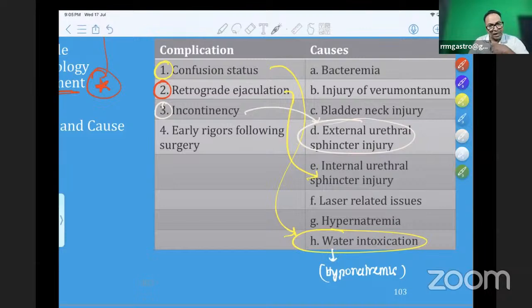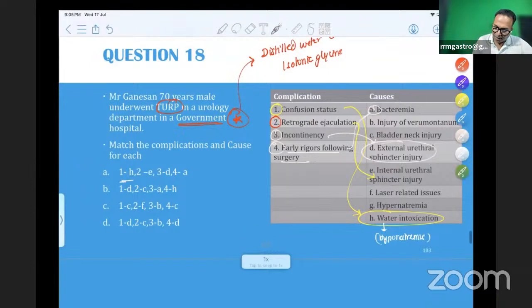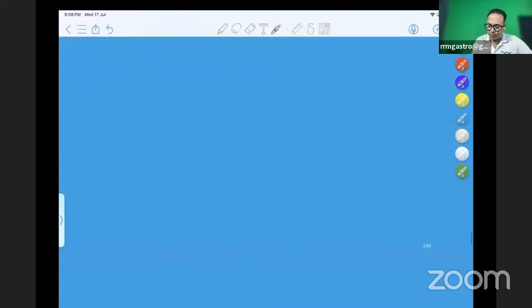Okay. PCNL is like laparoscopy. Laparo means abdomen. So PCNL is the same as laparoscopy. Early rigors following surgery is due to septicemia, bacteremia. So the answer for 4 is A. So the answer here is 1H, 2E, 3D, 4A. A little difficult to answer, but I want you to know the concepts only, that's all.